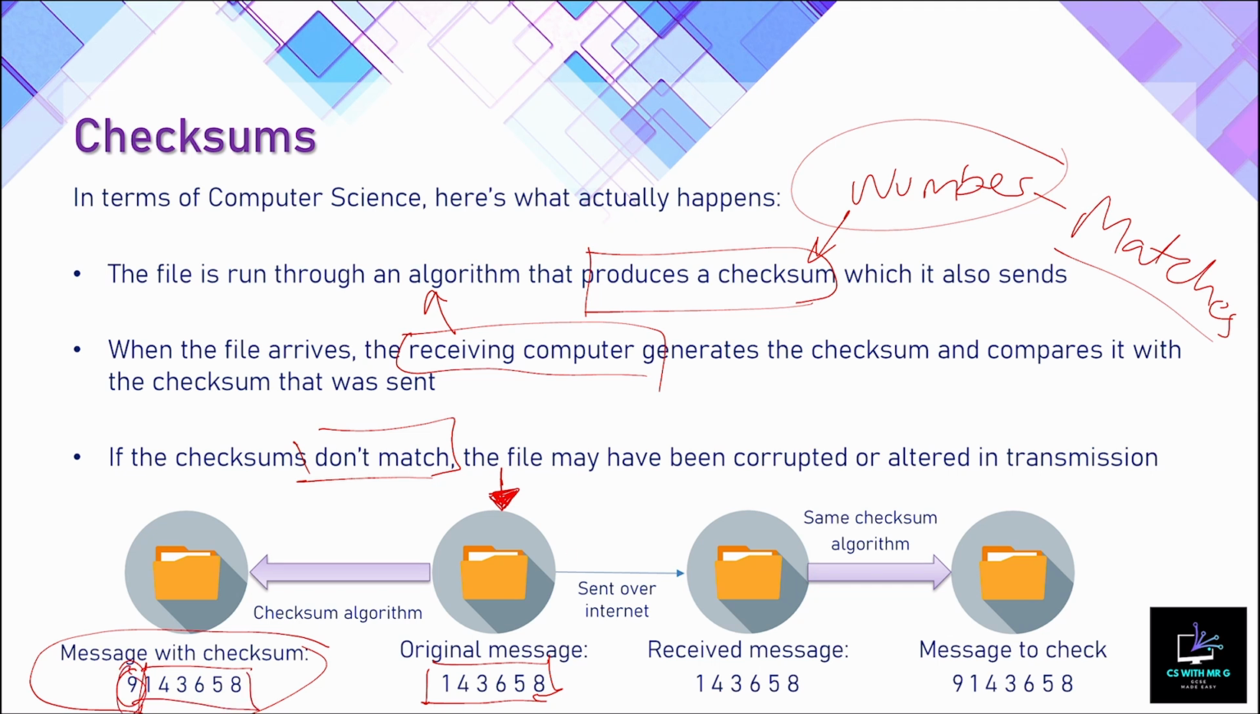The file is then sent over the internet. The received message is here, and the same checksum algorithm is applied to the received message. Then it will check the number at the end, the checksum, and it will see if they match. And if they do, the file has been sent successfully. If any of these numbers are changed in the process, so this 8 is changed to a 7, for example, the number 9 won't be produced. The algorithm will produce a different number to the 9. So this wouldn't match up, and we clearly know there's an error.